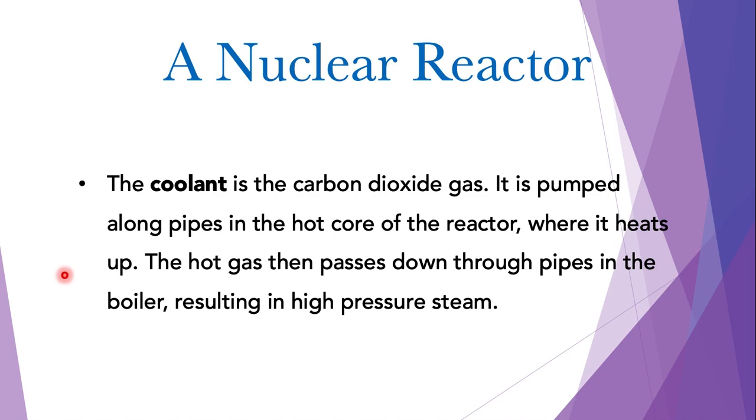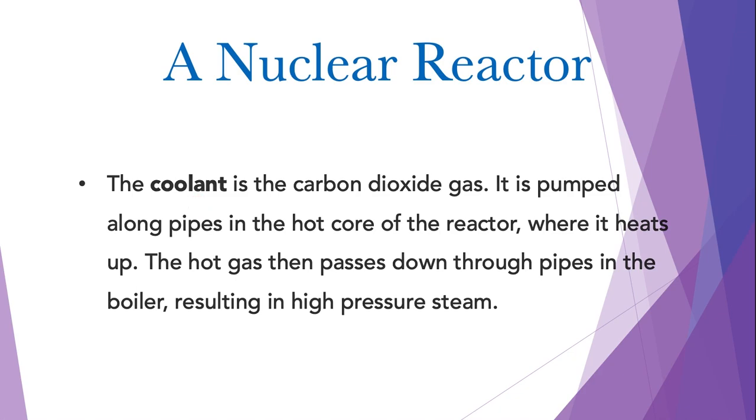This is the part we were talking about in the beginning of this chapter, that energy is transferred by a coolant, such as carbon dioxide gas, to a boiler which generates steam. The coolant is pumped along pipes in the hot core of the reactor where it heats up. The hot gas then passes down through pipes in the boiler, resulting in high pressure steam. So this coolant transfers heat, transfers energy from the nuclear reactor to the boiler, and that results in high pressure steam.